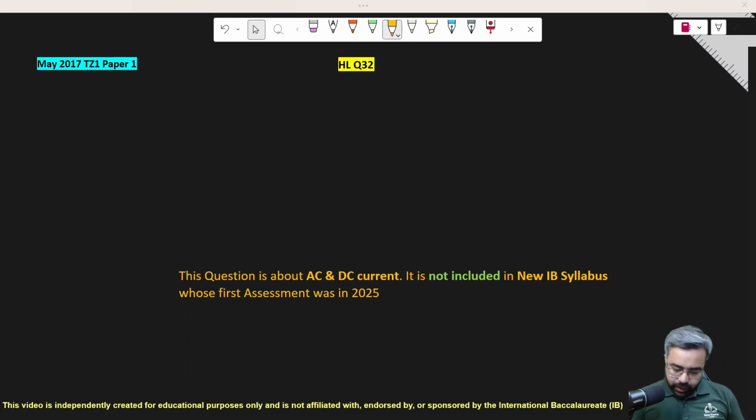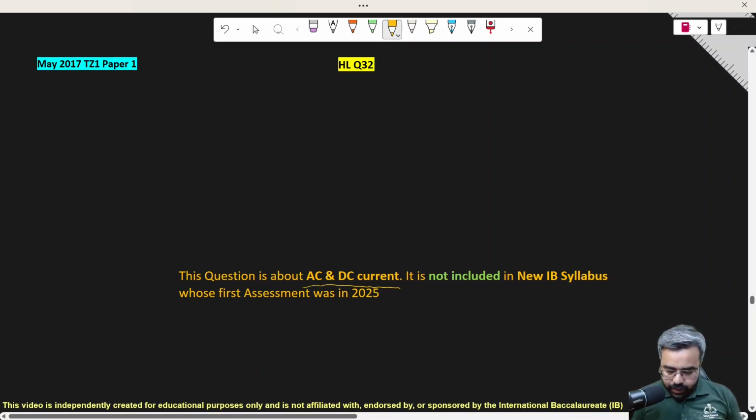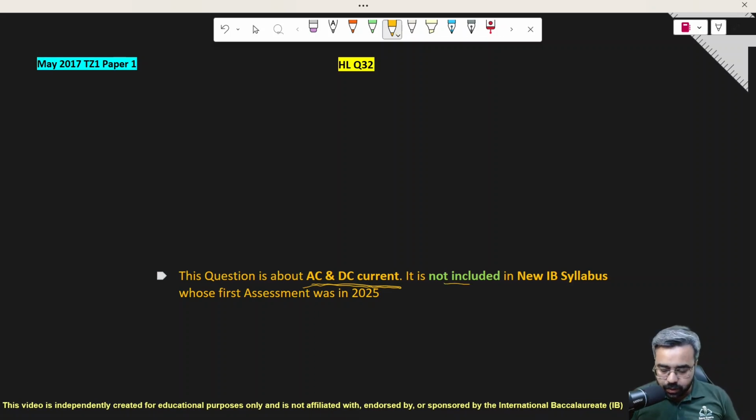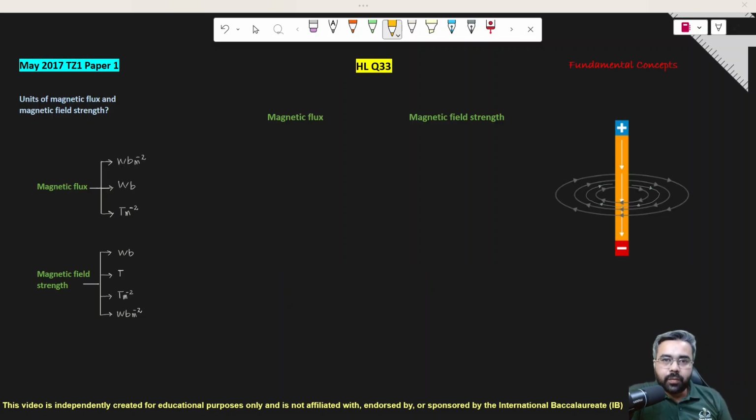Hi, this question is about AC and DC current, alternating current, which is not included in our new syllabus, so you can skip it. In this question, we have to identify the units of these two physical quantities, but I will give you a little introduction of what the meaning of this quantity is.